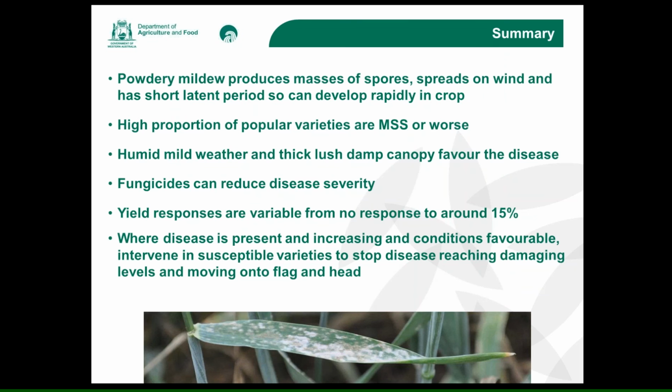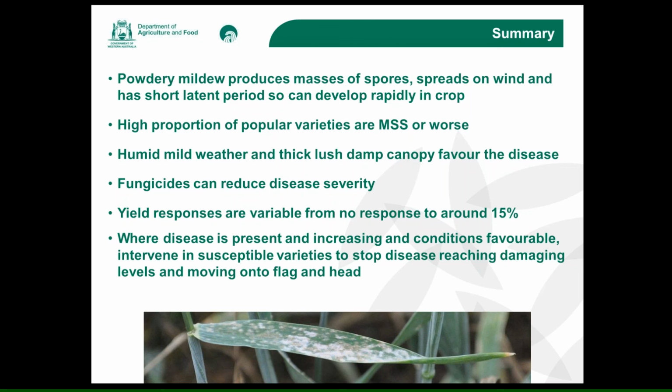I'll start out by telling you what I'm going to tell you. Powdery mildew, as we know, produces masses of spores, spreads on the wind, and has a pretty short latent period. That's spore to infection to sporulation. So it really can develop rapidly in a crop and move through a crop or a region pretty quickly. A high proportion of the popular varieties that we grow at the moment are moderately susceptible or worse, so a high proportion of our crop is at risk. Humid, mild weather and thick, lush, damp canopies favour the disease.